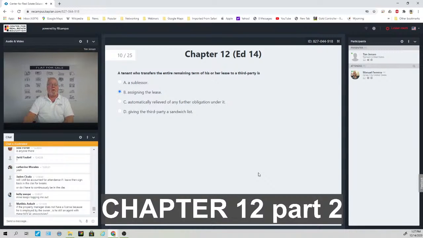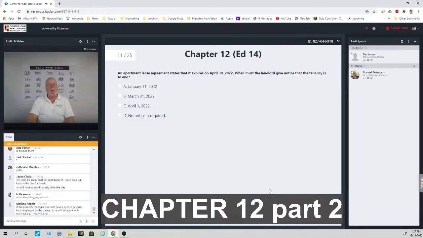B. Number 11, an apartment lease agreement states that it expires on April 30th, 2022. When must the landlord give notice that the tenancy is to end?